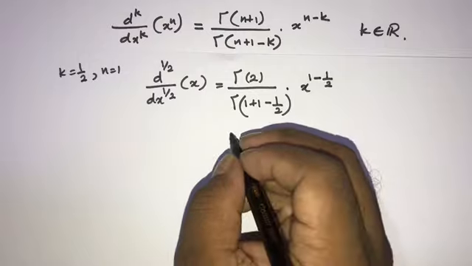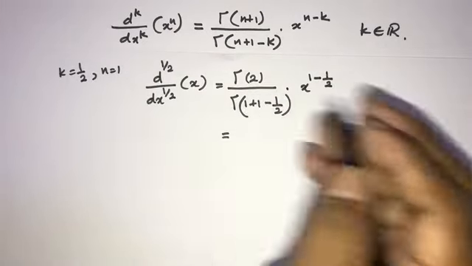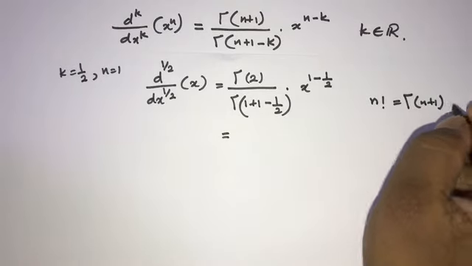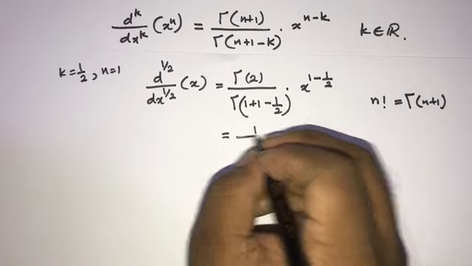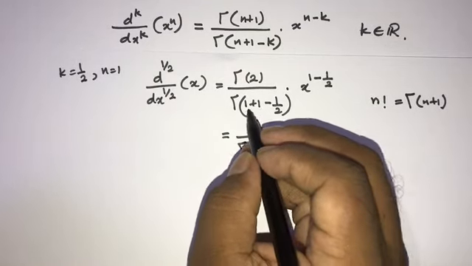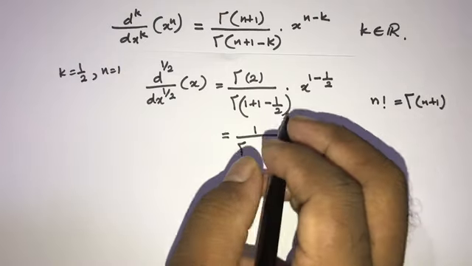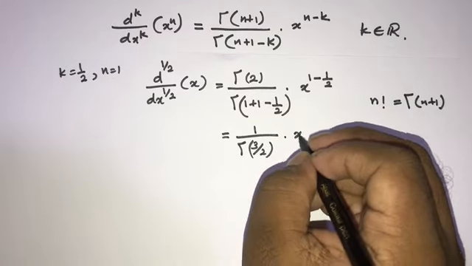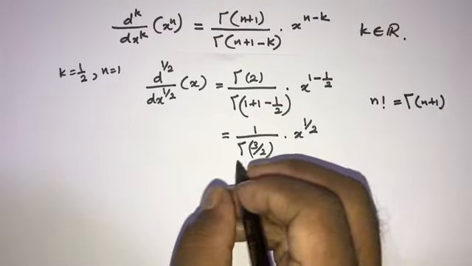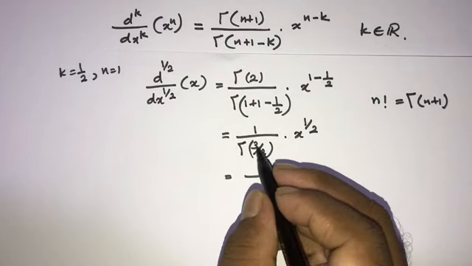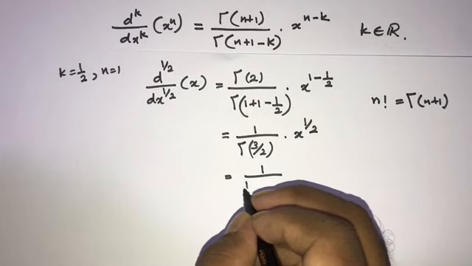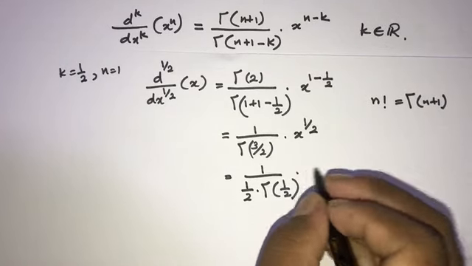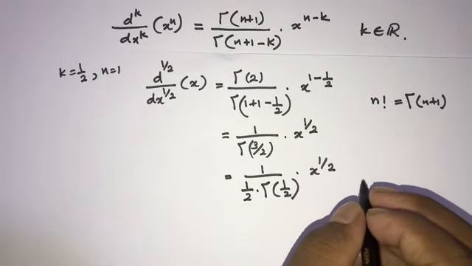Now we know n factorial is equal to gamma of n plus 1, so gamma of 2 is equal to 1. Over here, gamma of 1 plus 1 minus 1/2, so 3/2, times x to the 1/2. Now gamma of 3/2 we can write as 1/2 times gamma of 1/2, times x to the 1/2.